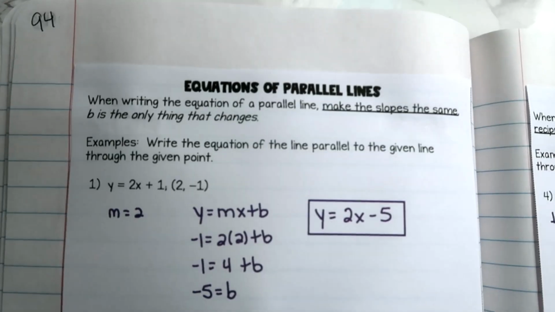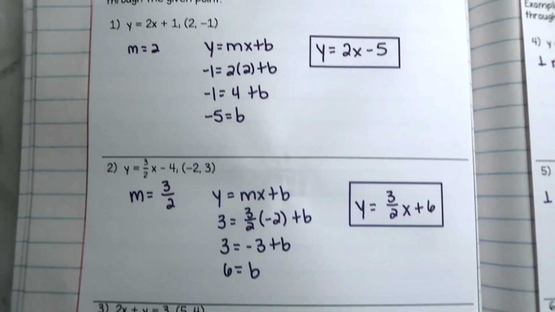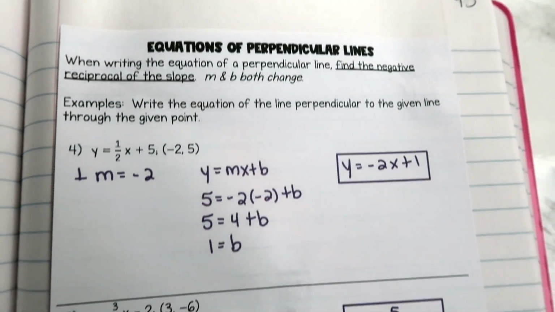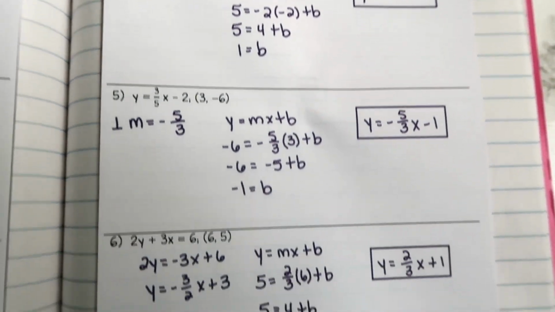Then the next day we go over writing equations for parallel lines and then perpendicular lines. So we talk about finding the slope from a given line. Sometimes it needs to be converted, and if it's parallel, we keep the slope the same. And if it's going to be perpendicular, we need to rewrite the slope so that it's a negative reciprocal. And then we find the y-intercept and write out the equation of the lines.